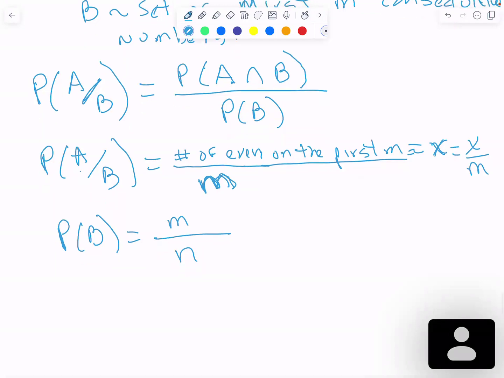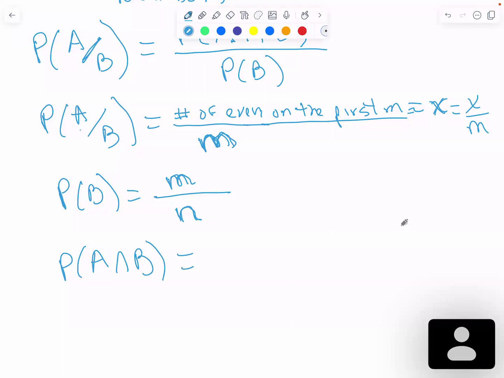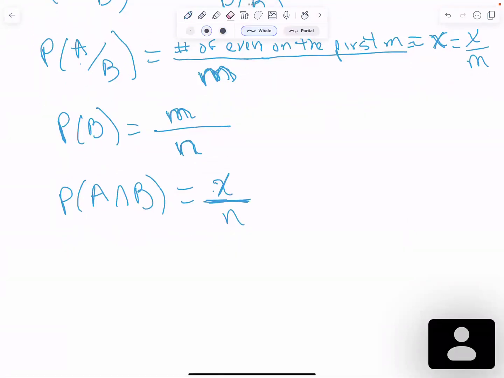Now the probability of B is, out of the whole population n, the first m numbers. And the probability of A and B: if A and B, that means it's going to be x again, because you have to be even and in B. That means you have x again, but this time out of the whole population. Now we're going to do the math based on the formula.